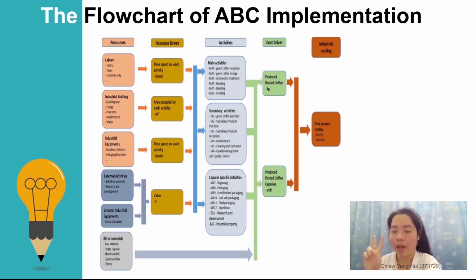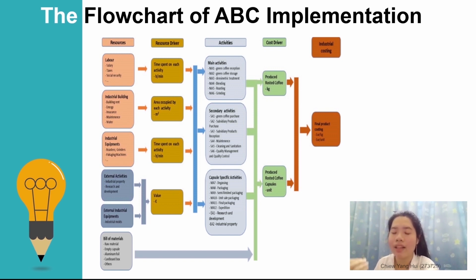In total, there are 20 activity cost pools within 3 types of activities involved in the coffee capsule production, which are main, secondary, and capsule-specific activities. Main activities 1 to 6, which are green coffee reception, green coffee storage, densimetric treatment, blending, roasting, and grinding, are used for all coffee products, while the other 6 main activities, which are degazing, packaging, semi-finished packaging, unit seal packaging, final packaging, and expedition, are used specifically for the coffee capsule.